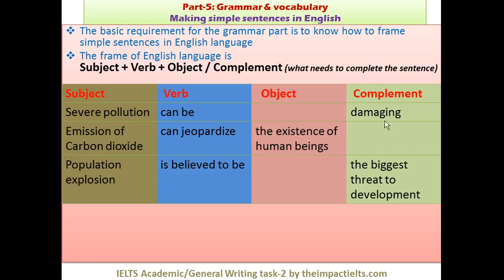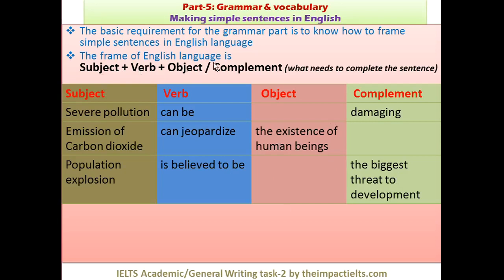So then there are some examples. Emission of carbon dioxide can jeopardize what? What can it jeopardize? Object: the existence of human beings, right? Population explosion is believed to be the biggest threat to development. So that's passive voice. So these are a bit advanced-level sentences that we're using. You're getting the point? So basically we use subject plus verb plus object.